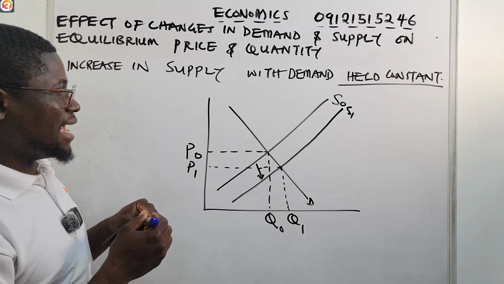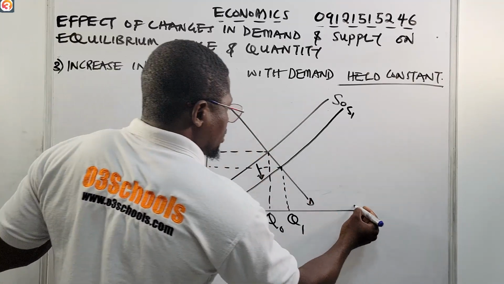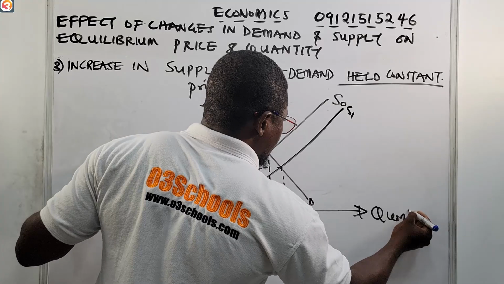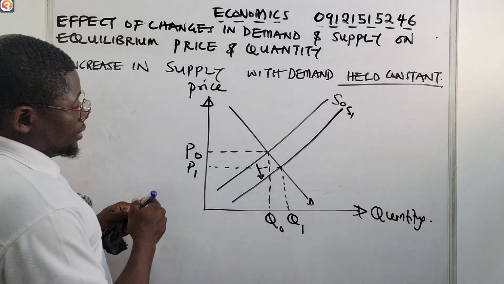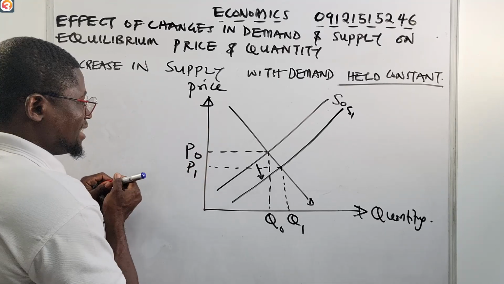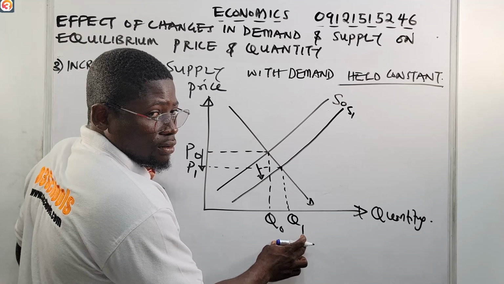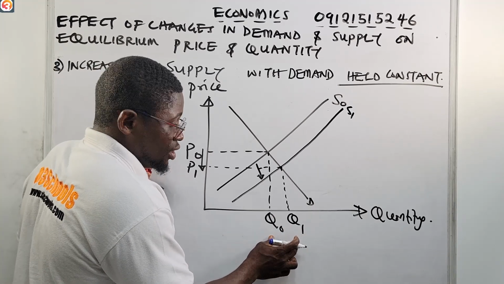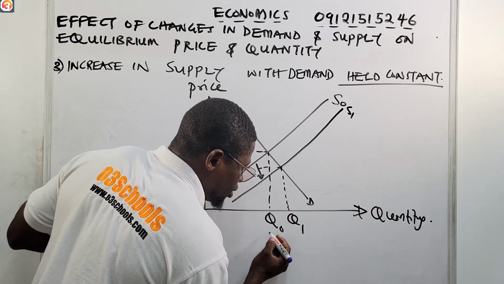Now let us look at the price axis very well. Please take note. Here is the price axis. Here is the quantity axis. From the price axis, did price increase or decrease? There's a decrease because it's going from P0 to P1. On the quantity axis, is there an increase or a decrease? From Q0, it went to Q1. It increased. Quantity increased.